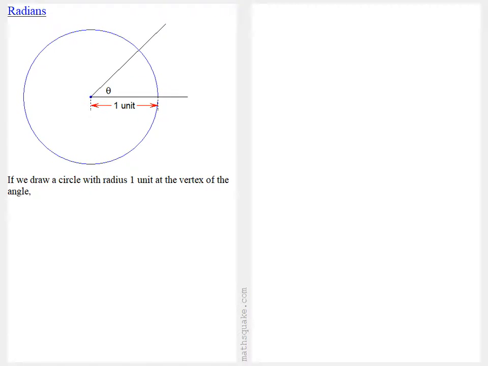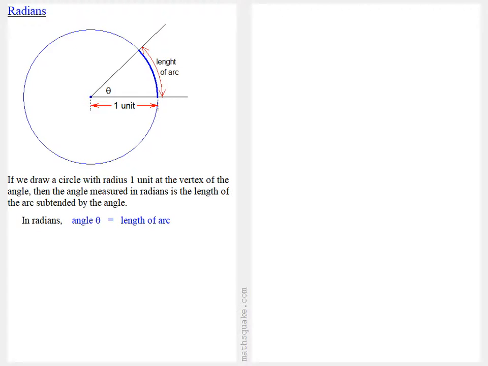Now the third measure of an angle is called radians. If we have an angle theta and we draw a circle radius 1 unit at the vertex of the angle, then the angle measured in radians is the length of the arc subtended by the angle. In this case, with circle radius 1, in radians the angle theta is the length of the arc. If the length of the arc is 1 unit, then we have an angle of 1 radian.